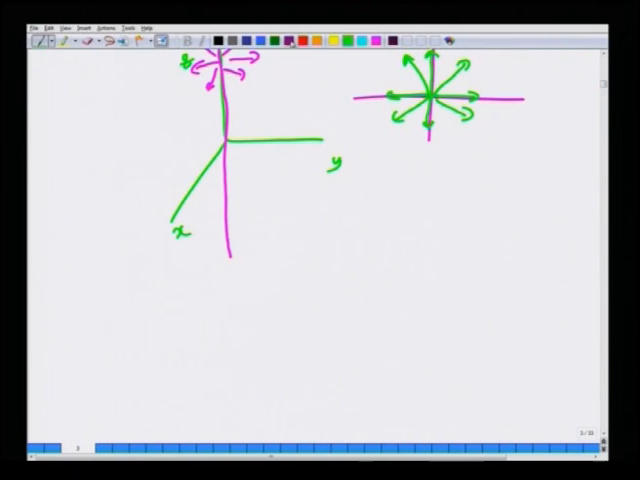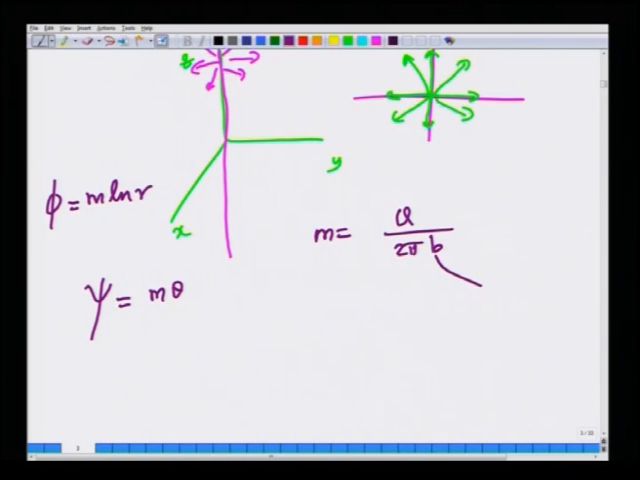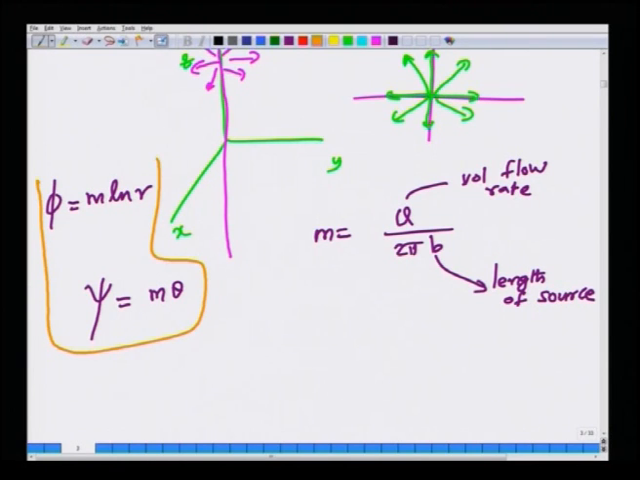Okay. And for this problem we found that the velocity potential is m log r and the stream function is m theta, where m is nothing but q by 2 pi b, where b is the length of the source and q is the volumetric flow rate. This is called the source strength. If m is positive, it is a source flow, if m is negative, it is a sink flow. So, we have discussed this also in the last lecture.